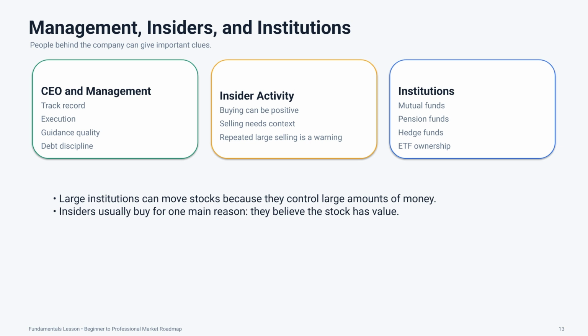We also look at institutions such as mutual funds, pension funds, hedge funds, and ETFs. These groups control large amounts of money, so their buying or selling can move a stock. The main idea is numbers matter, but people matter too. Strong management, insider confidence, and institutional support can all help confirm the strength of a company.